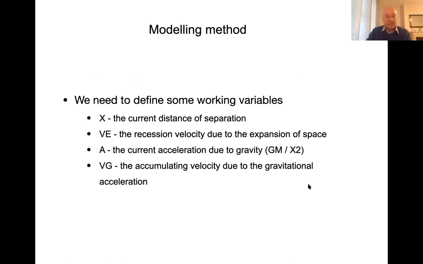And in the spreadsheet, we need to define some working variables. So x is the current distance of separation, and that will occupy 2 cells in adjacent columns. VE is the recession velocity due to the expansion of space. A is the current acceleration due to gravity, which is GM over x squared, and that would be negative because it's in the direction towards the Milky Way. And Vg is the accumulating velocity due to the gravitational acceleration.